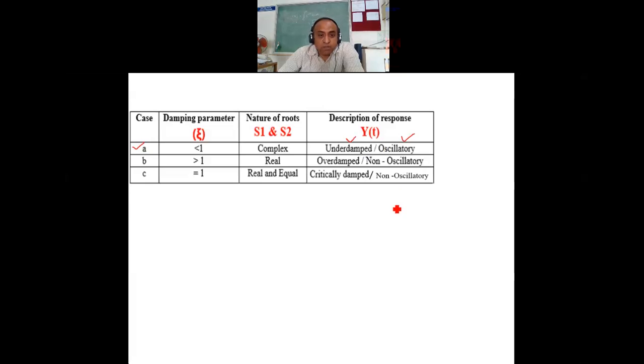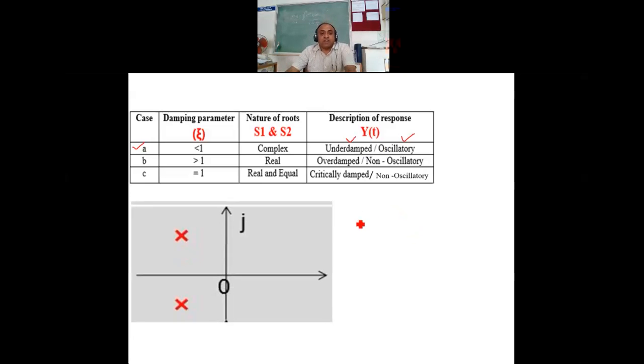Roots are complex means, please remember, have a look at this image. Complex roots always lie on the left hand side of this. What is this? Please remember, this is your real axis. Do you remember? Your horizontal is your real axis, and this is your imaginary axis. So this is positive real, this is negative real, this is positive imaginary, this is negative imaginary. I think you are well versed with this.